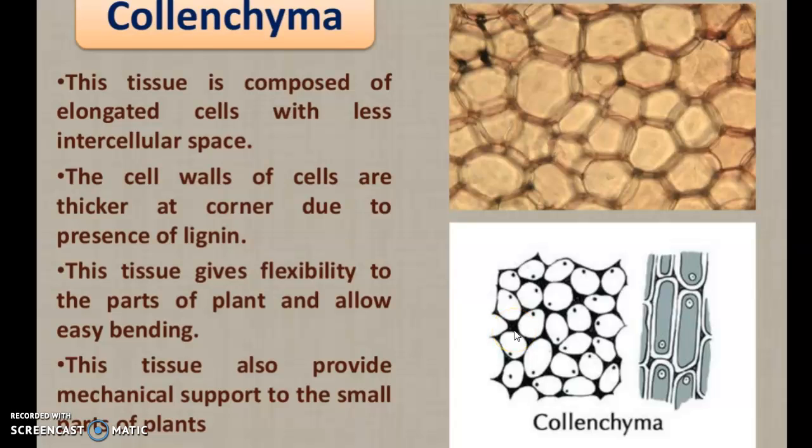This tissue gives flexibility to the parts of the plant and allows them to bend easily. This tissue also provides mechanical support to the small parts of the plant. So collenchyma is also a type of supporting tissue.